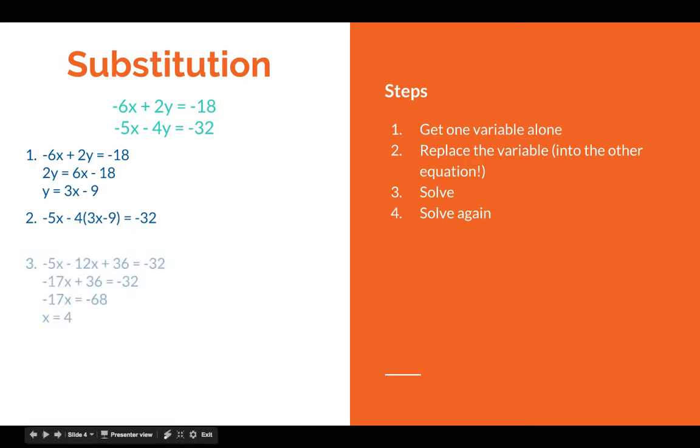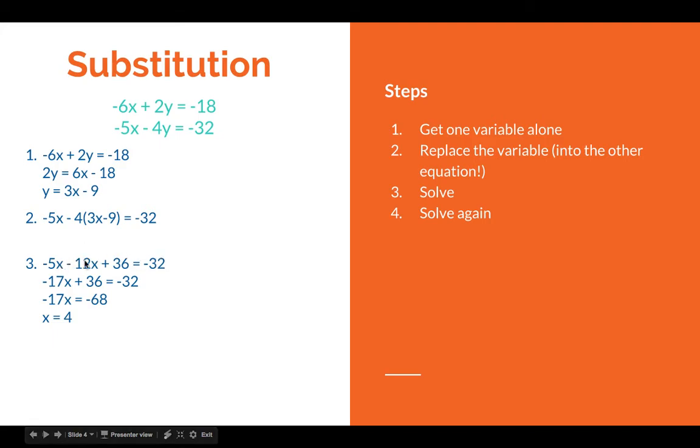Is equal to negative 32. Okay, step number 3, we're going to solve. So bringing this down, we have negative 5x. Now negative 4 times 3x is negative 12x. Negative 4 times negative 9 is plus 36. Be careful with that. People often make crazy mistakes with that. Okay, is equal to negative 32.